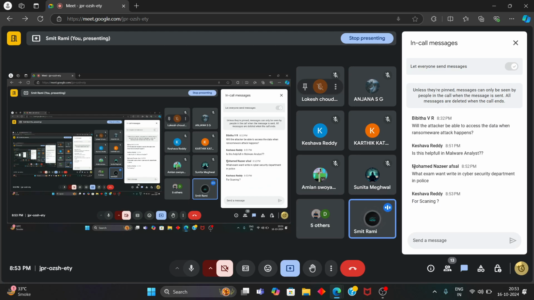What exam do you want to write for the cybersecurity department in police? What is your exact question? I'm not able to understand what questions come in the police exam. Can you clarify your question so I can understand it? Are you asking what exam you will have to give to go into the cybersecurity department in police?